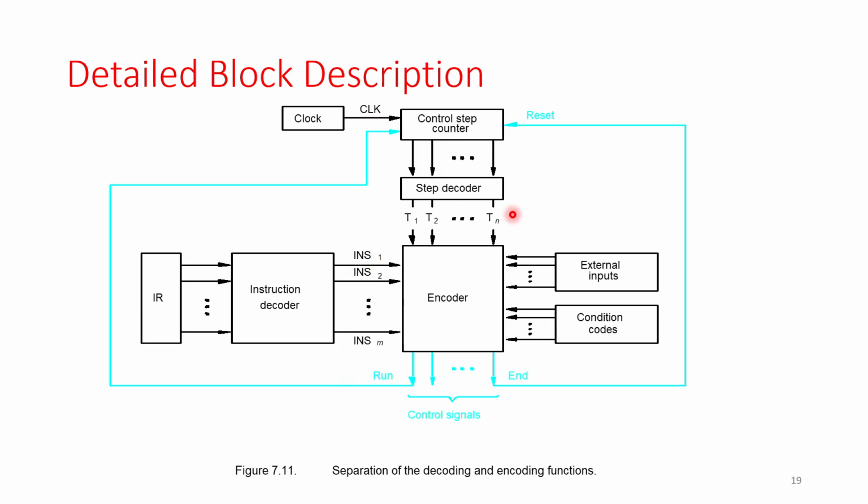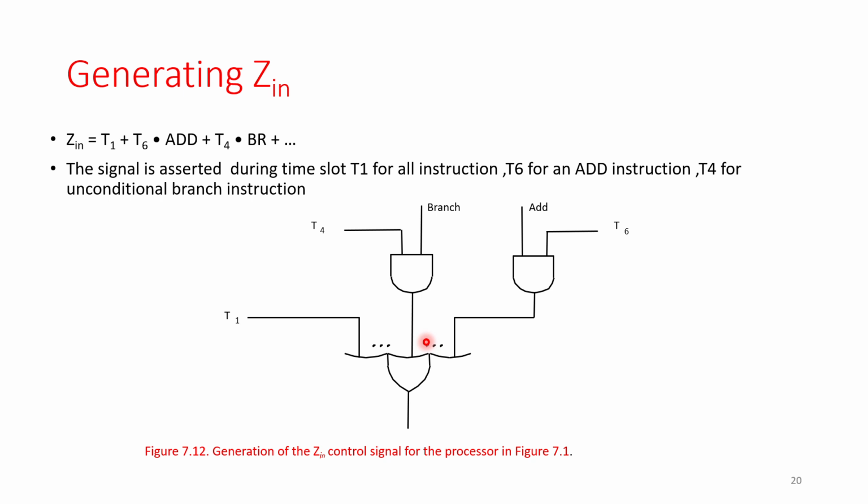You can see we have a step counter, which determines at what time a signal is going to be generated, and what kind of instruction it gives, add, sub, mul, like that. So here T1, for example, is a time step, and we see what instructions are going to be performed. In the instruction, when are you going to use Z in? Z in means you are going to load something into the Z register. So at T1 and T6 you use it for the addition operation, and if it's a branch instruction, T4 time is used. Like that we have a setup.